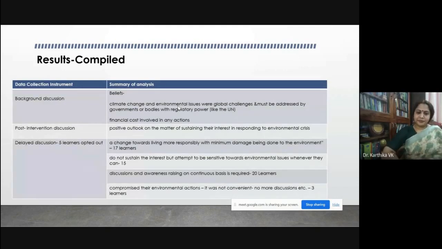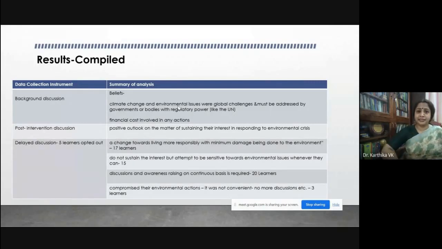Now the results. If you look at the background discussion, they had a very negative kind of aspect. Only agencies with regulatory power could do something. Financial cost is involved in any actions, okay? But after the intervention, they revealed that a lot of people were very positive about their roles in the environmental crisis and action plans, and they understood that without even spending any kind of money, we could be very much sensitive towards the environmental crisis and make that small little change that one can make.